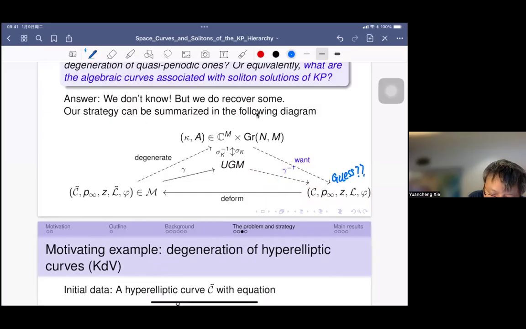And we have to check it. So how do we check it? We obtained some singular algebraic curve and a point and all this data. We want to know whether this is really meaningful.